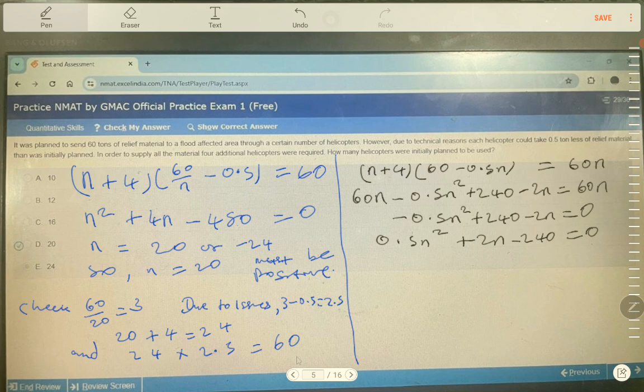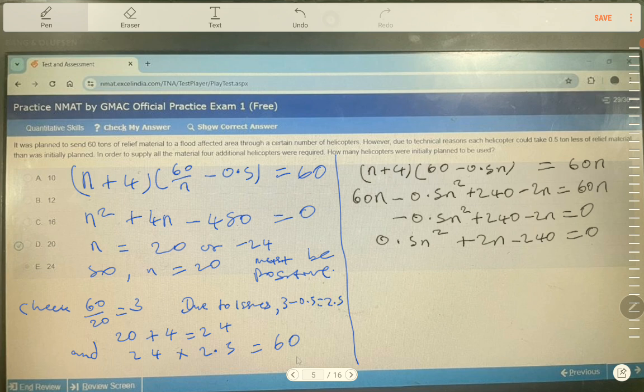Then you can check whether this is correct. You see that 60 over 20 is 3. So we are able to do only 2.5. So 2.5, so 4 more. 4 plus 20 is 24. 24 times 2.5 is 60, just like 3 times 20 is 60. So the answer is 20.